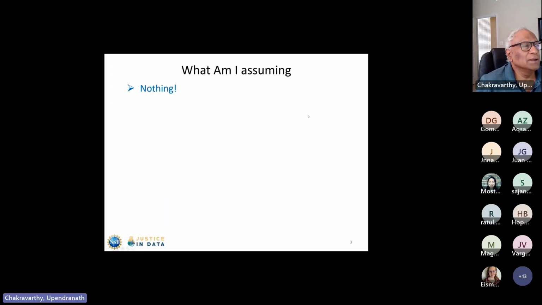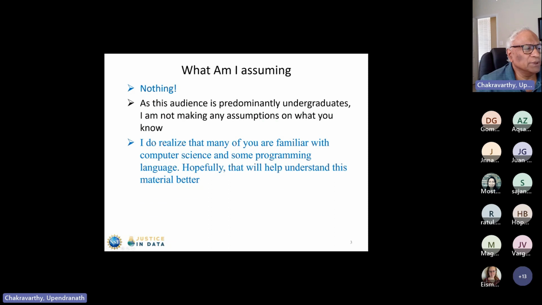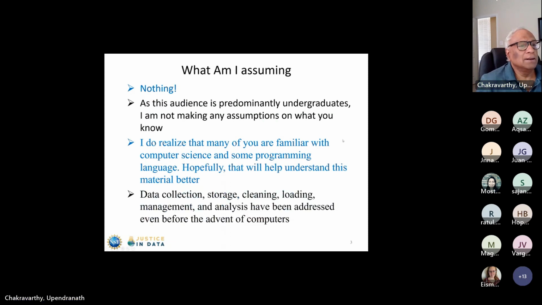So that's me. I'm not making any assumptions in this tutorial. This is meant for undergraduate computer science, high school students and non-computer science students. So the focus will be on the data collection, storage, cleaning, loading, management, analysis, and how we have been addressing that with computers. And even before that, since you'll be doing a lot of different kinds of analysis in your domain and maybe in other domains, I think it's important to understand this.